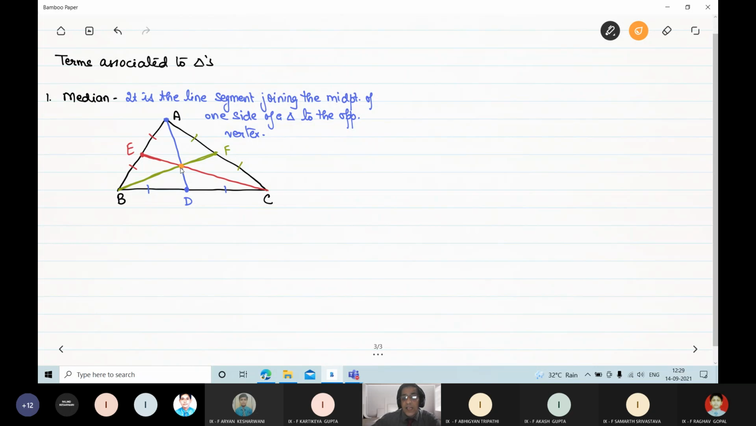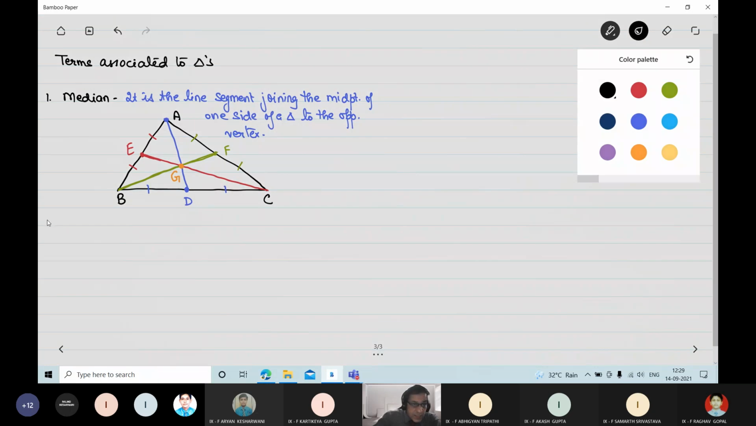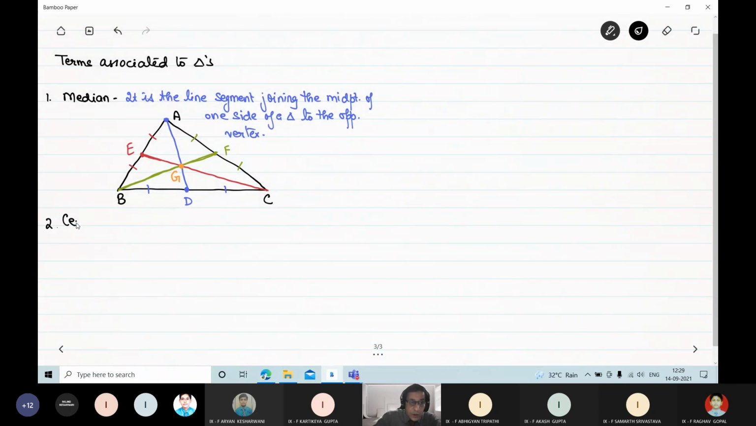Now you see all these three medians meet at a single point. They are intersecting at one point. This point is called the centroid of the triangle. Centroid is the center of the triangle. So this is another term that you can come across. This is called a centroid.